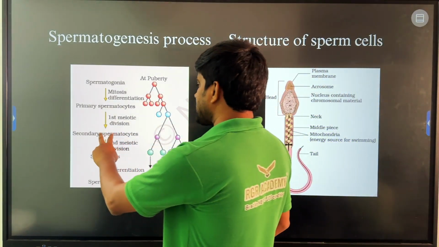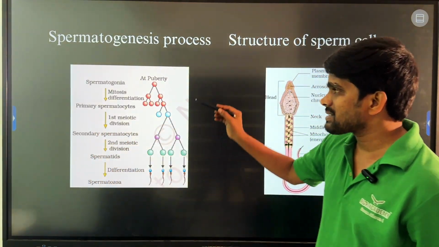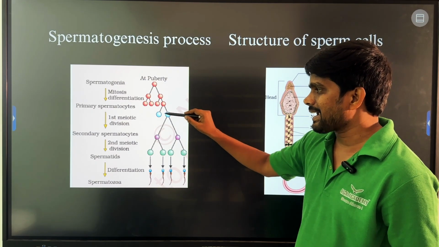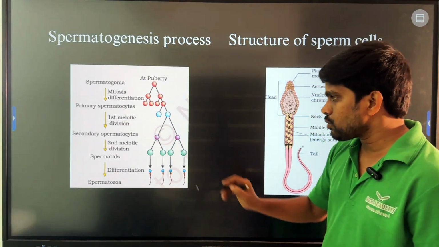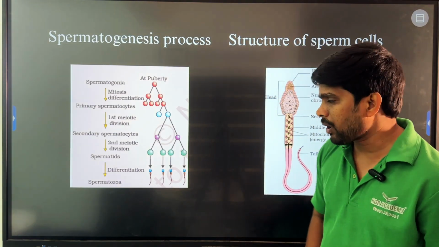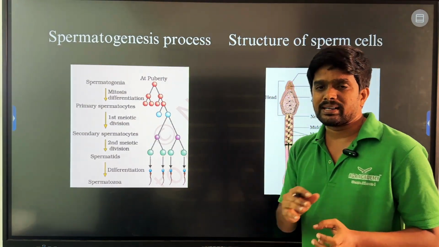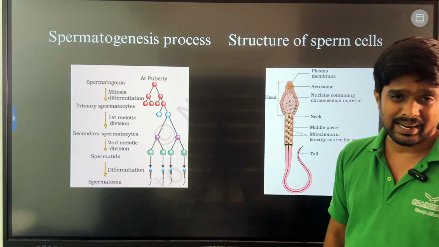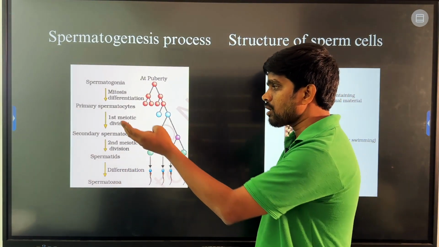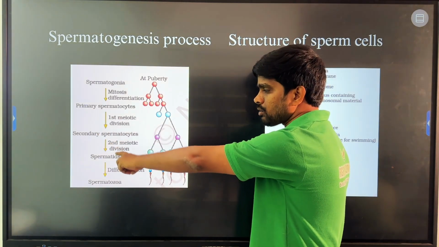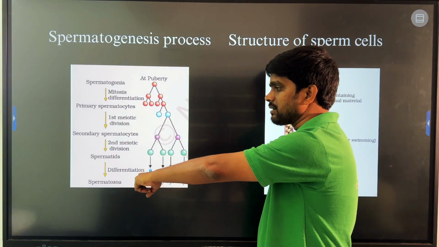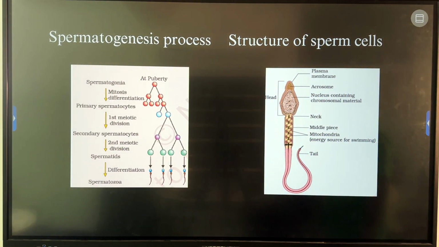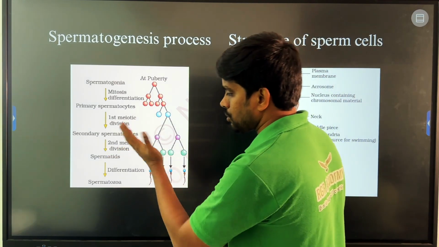Then two secondary spermatocytes are formed. When one primary spermatocyte undergoes the first meiotic division, two secondary spermatocytes are formed. The two secondary spermatocytes have a haploid nucleus, with 23 chromosomes. Each secondary spermatocyte undergoes the second meiotic division, and two cells form. So in total, the two secondary spermatocytes undergo the second meiotic division, and four spermatids are formed. The spermatids develop into sperm cells; this is called the spermiogenesis process.